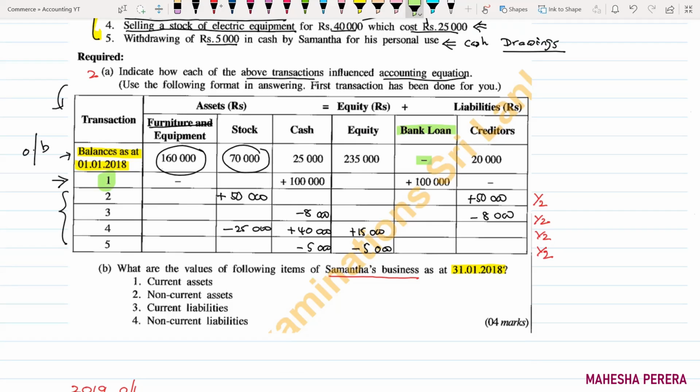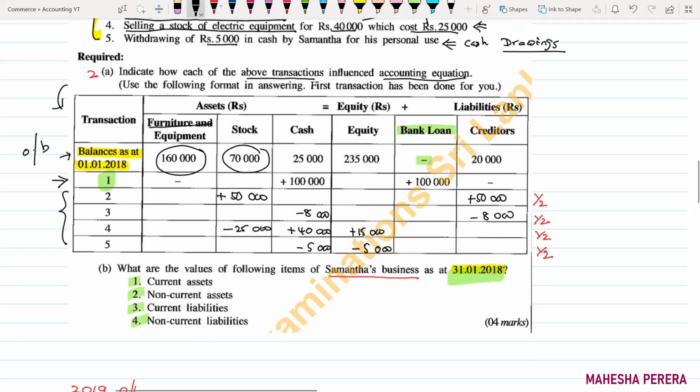හැබැයි අපිට පේනවා first transaction එකෙන් business එකට loan එකක් එනවා. හරි? business එකට loan එකක් එනවා. ඉතින් B එකේ අහන්නේ මෙන්න මේ items වල values. As at 31st of January 2018. So this means at the month end, you're supposed to provide the values of these items.